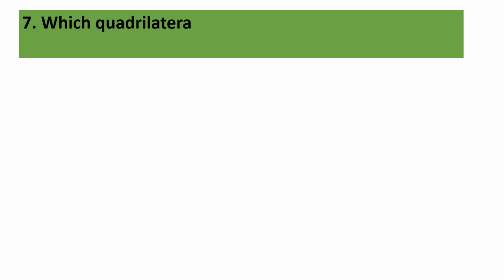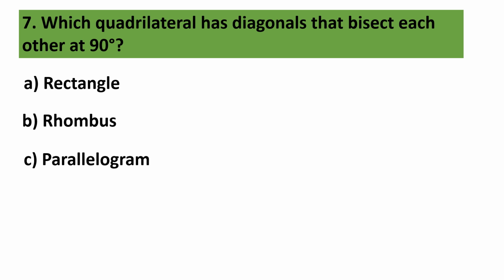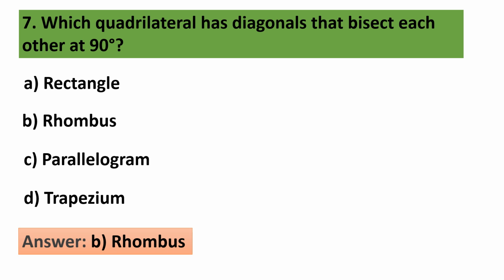Question number 7. Which quadrilateral has diagonals which bisect each other at 90 degree? A rectangle, B rhombus, C parallelogram and D trapezium. And the answer is rhombus. Rhombus में जो diagonals होते हैं वो 90 degree में bisect करते हैं.